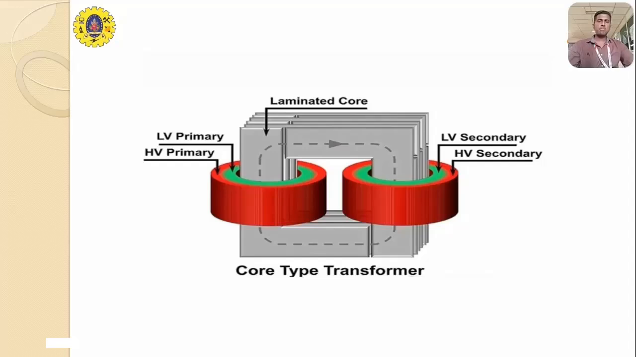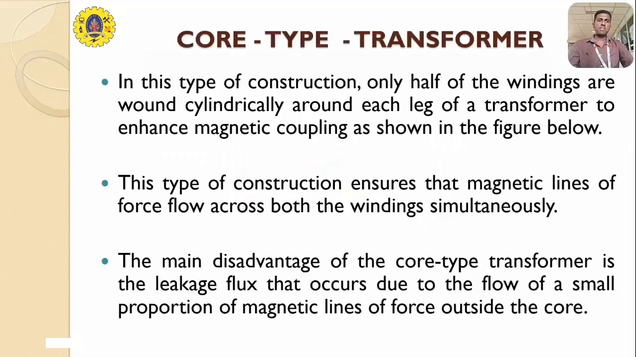An iron shaped core, and we have a primary winding on the left hand side and a secondary winding on the right hand side, and in between we have an air gap. So this is the basic construction of a core type transformer. In this type of construction, only half of the windings are wound around each leg. This ensures that the magnetic lines of force flow across both the windings simultaneously.